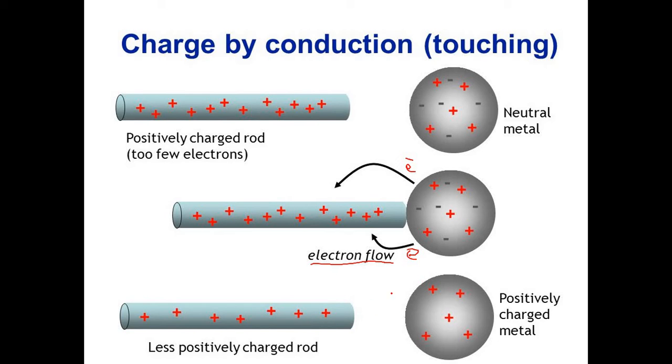after that, when we have separated the materials, we will find out that this metal will become positively charged, and this rod will become less positive if we compare with the previous or the initial one. Because of the electrons that flow to the charged rod, this rod will become a less positively charged rod.